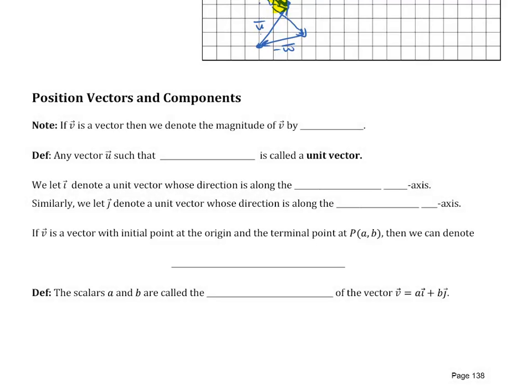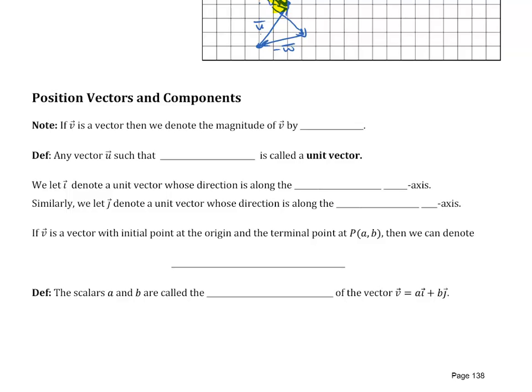There are better ways for us to mathematically represent vectors than just to use arrows. One of the ways to do that is to break it down into the components. Now, first of all, let's talk about a couple of important concepts and then describe what are called position vectors.